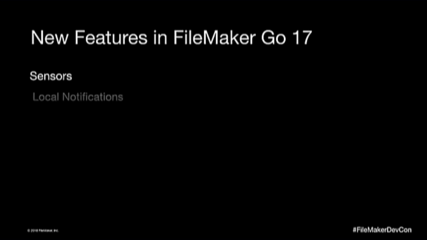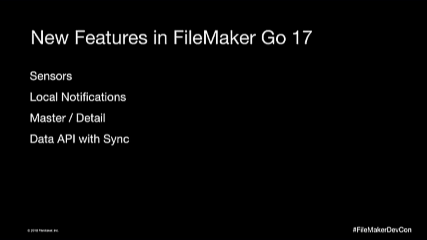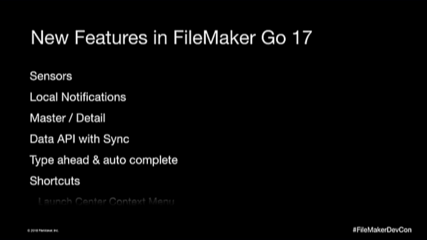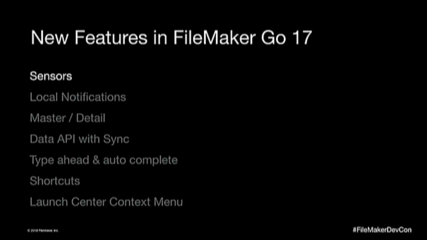We have sensors. We have local notifications. We have the master detail, the Data API. Okay, I know it's not running on FileMaker Go, but I'm going to talk about it briefly in regards of synchronization. Then there's type ahead and autocomplete, shortcuts, and finally, there's been some improvements to the Launch Center context menu. So let's dig into the sensors.